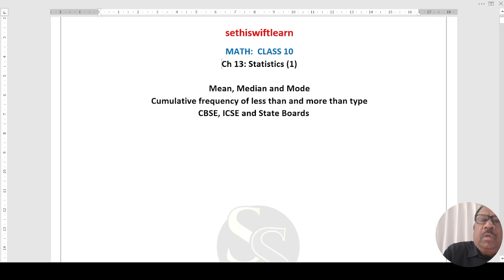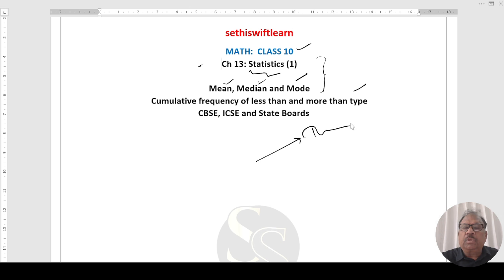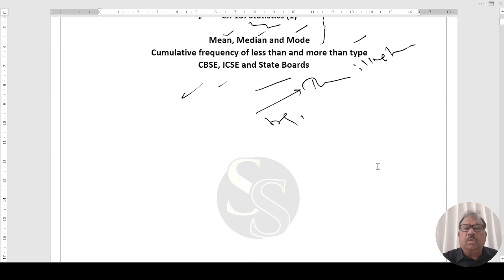Hello students, in today's chapter of Statistics, class 10 Mathematics, basic concepts will be clear of mean, median, mode, cumulative frequency of less than and more than type through illustrations. Being very important for CBSE, ICSE and state boards, it is requested to go through the session completely. Now let's start with the question and concepts.